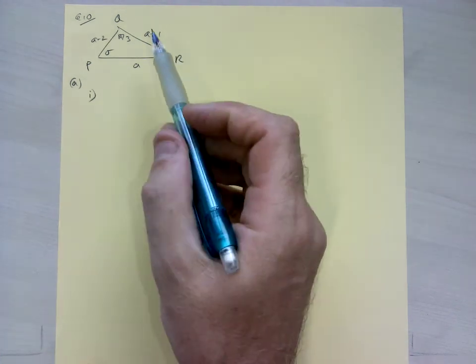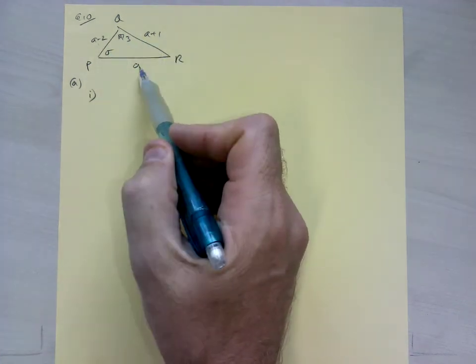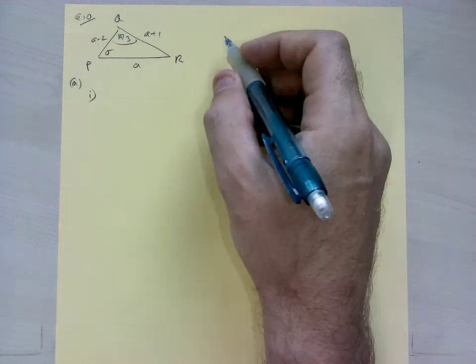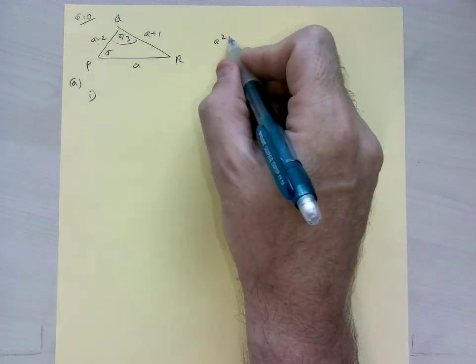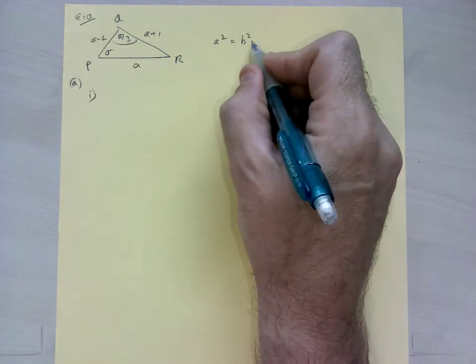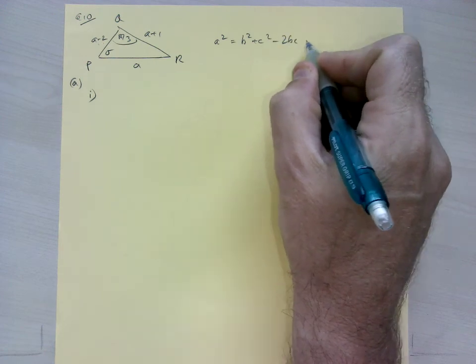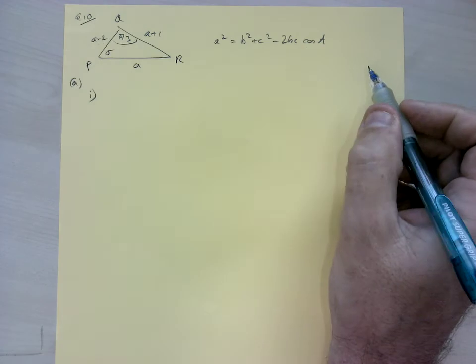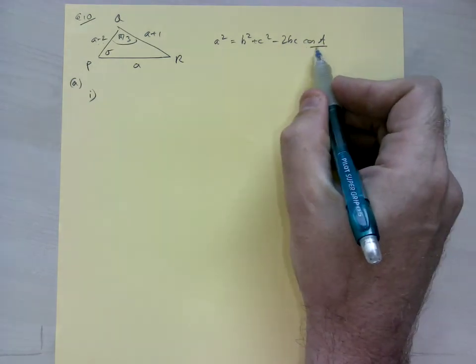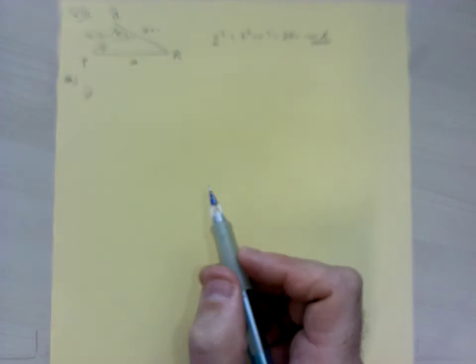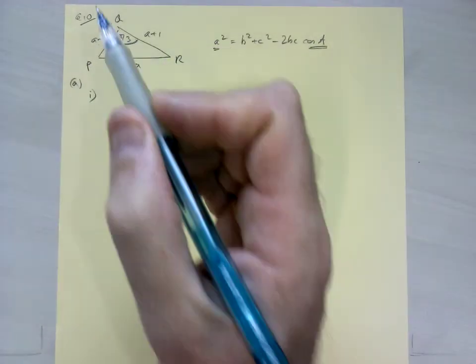So, I'm interested in three sides of a triangle and I've got an angle. So I'm going to use the cosine rule. I'm going to jot that down. A squared is b squared plus c squared minus 2bc cos A. I've just got to make sure that the angle matches the side that I use here. So the angle is going to be this one.